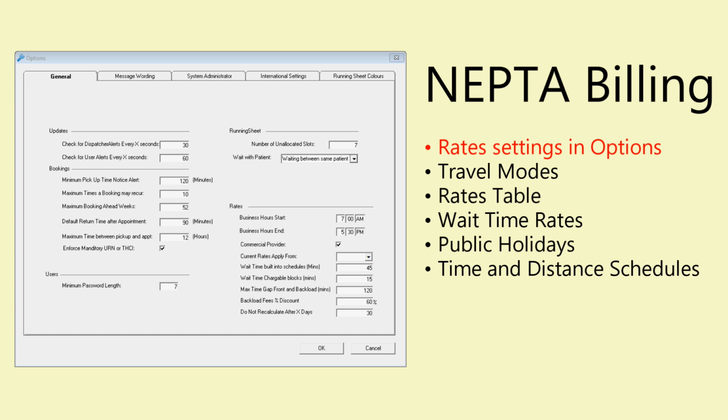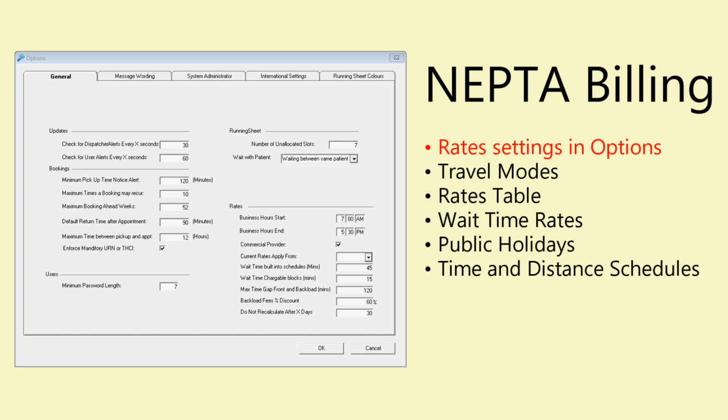Now the next field is the date at which the current rates apply from, and its purpose is for when the time comes to change or increase your organisation's rates. So on that day, you'll go in, you update your rates, and then you'll set the date of this field to be that particular date. And then NEPTA will know that all bookings from that date on will be charged at the current rates, and old bookings will be charged at the previously saved rates.